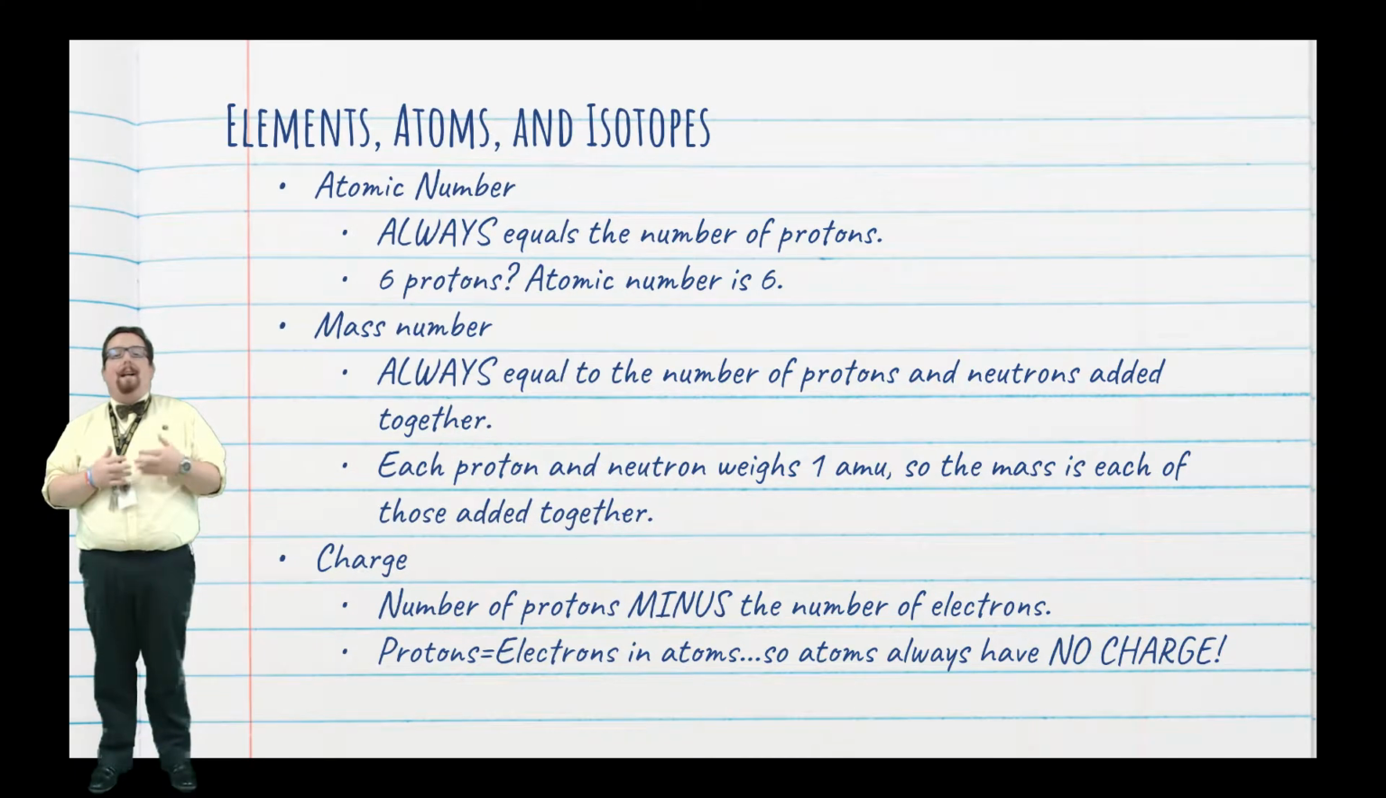When we're looking for an atomic number, all we have to do is find out how many protons are in the atom. If there are 6 protons, the atomic number is 6. 7 protons, the atomic number is 7, and so on and so forth.